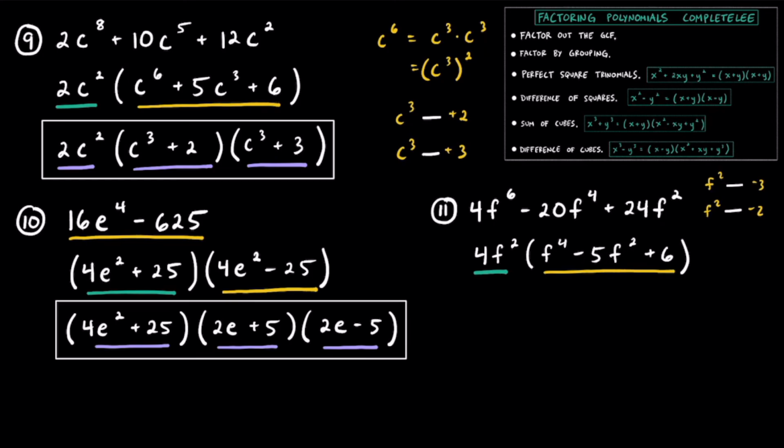So this is factorable. So out in front we have 4f squared, and we could factor this into f squared minus 3 multiplied by the quantity f squared minus 2. This monomial can't be factored. This is a quadratic, but it can't be factored, and this is another quadratic that can't be factored.